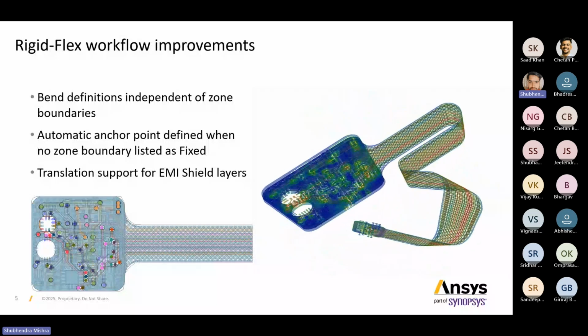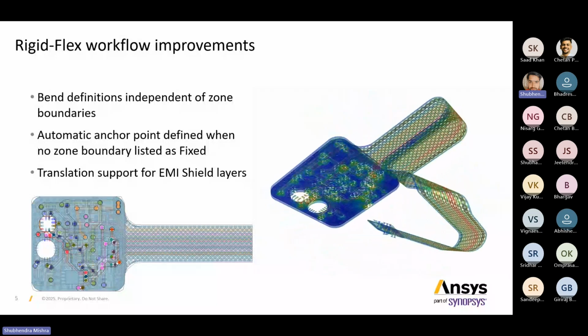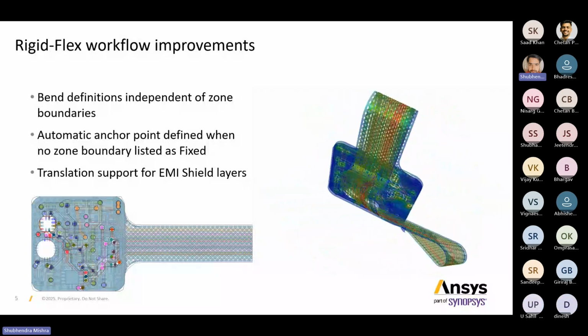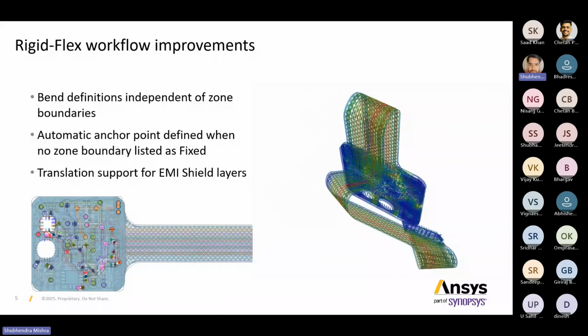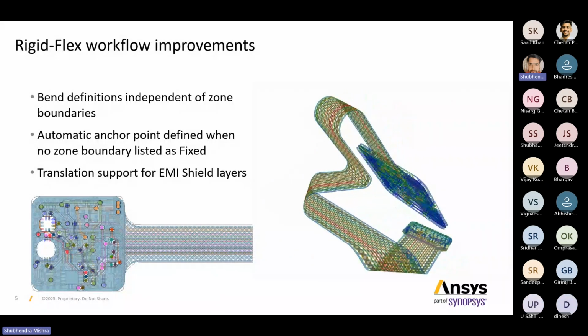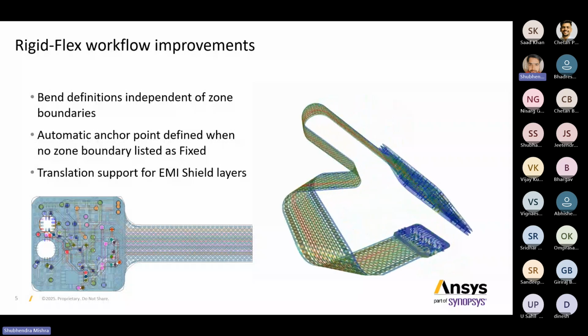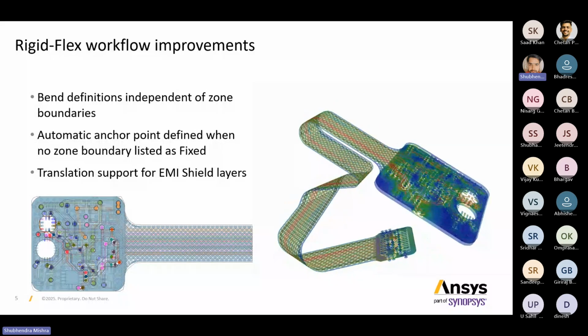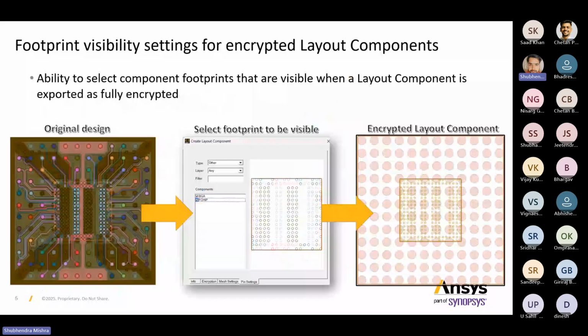When you translate your MCAD model to the ECAD part, in the previous versions some things were lost during translation. So we have included our EMI shield layers, which help you translate your MCAD model to the ECAD correctly. You can see this is how it works. This was your original design, using the footprints, which are now visible.